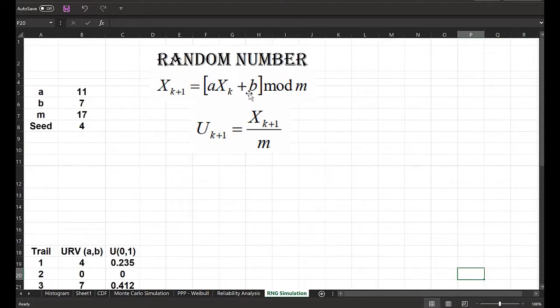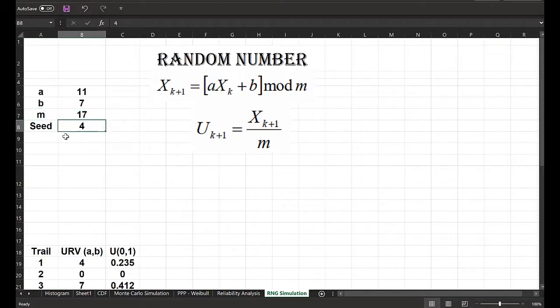So if you remember, we have this xk plus 1 equals axk plus b mod m, and this uk plus 1. So there are two sequences that we have. So let's say a, b, m values. Let's say a equals 11 and b equals, we have to start somewhere, b equals 7 and m is equal to 70. So these are the values we know.